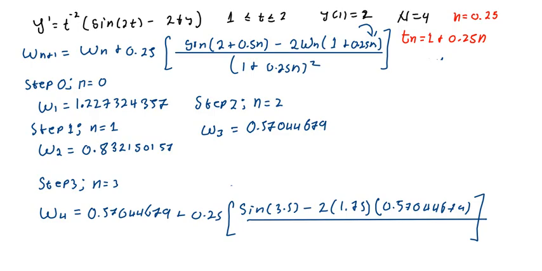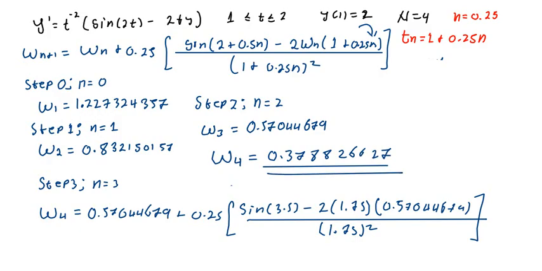So everything here divided by, down here you're also going to have 1.75 squared. So having done that, you're going to end up with your final approximation w4, which is just going to be equal to, if you punch that on your calculator, the answer is going to be 0.378826627, and this is your solution.